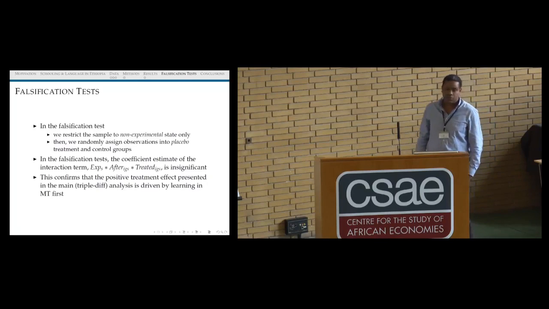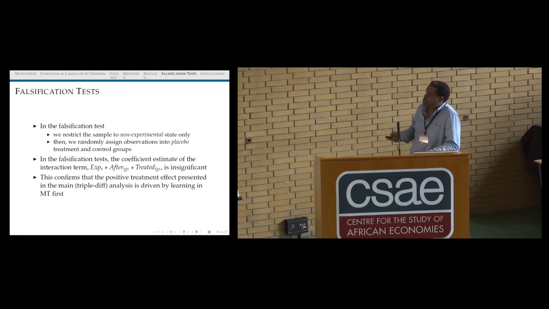I've also run falsification tests. In order to do that, mind you, I have an experimental state, SNNP, because the medium of instruction changed in grade 5. So I dropped that experimental state in the falsification test, and I have all these non-experimental states, which I randomly grouped into two. To ensure this is random, the Ethiopian government assigns administrative numbers to states and subnational governments. So I assigned odd-numbered states to the placebo experimental state and even-numbered states to the experimental state, and did the same triple-difference estimation. What I found is that the coefficient estimate of this variable is insignificant. That tells you, again, that my results are not being confounded.